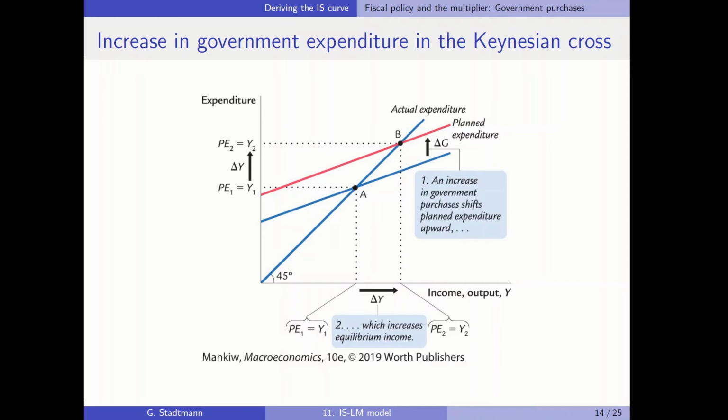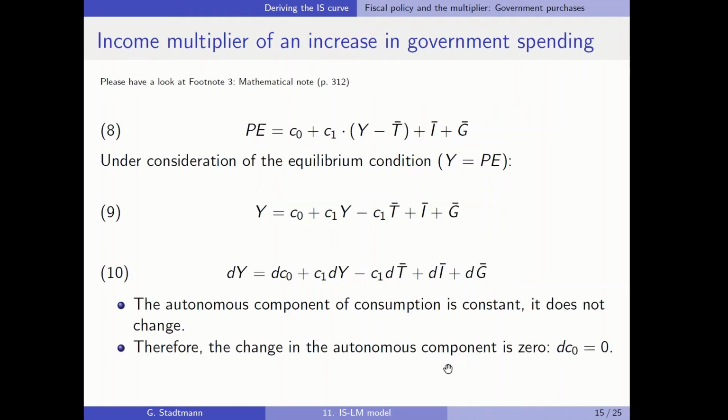In the following, I would like to derive this multiplier and check by how much income will increase in case that the government increases government spending by 1 unit. In case that you want to look at the textbook, please have a look at page number 312. There, this exercise is performed in footnote number 3. We start with the function for planned income. Planned income is equal to consumption, investment, and government spending.